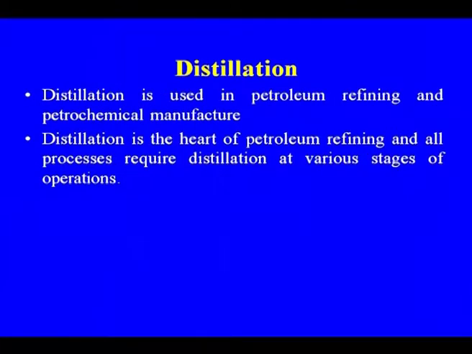Distillation, as I told you earlier also, is used extensively in the petroleum refinery and petrochemical industry. We cannot imagine a refinery or petrochemical complex without a distillation column. It is the heart of petroleum refining, and all the processes require distillation at various stages, from the very beginning crude oil distillation to catalytic reforming or the FCC, for separation of the various products which are formed during the process. The same thing happens in many petrochemical processes also.